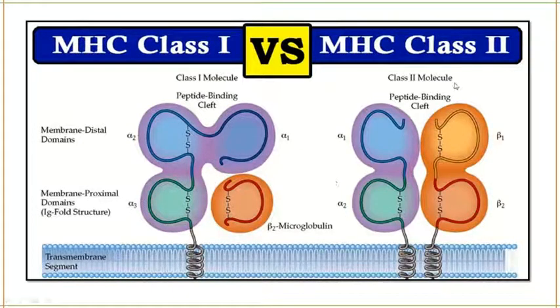So this is class 2 molecule where you will have alpha 1, alpha 2, beta 1 and beta 2, both non-covalently linked with each other. Okay, so beta 2 is the subunit here which will be involved in interaction with the TH cells, that is T helper cells, and this is the antigen binding region. Antigen presentation will be given here. Antigen will be bound at this region.